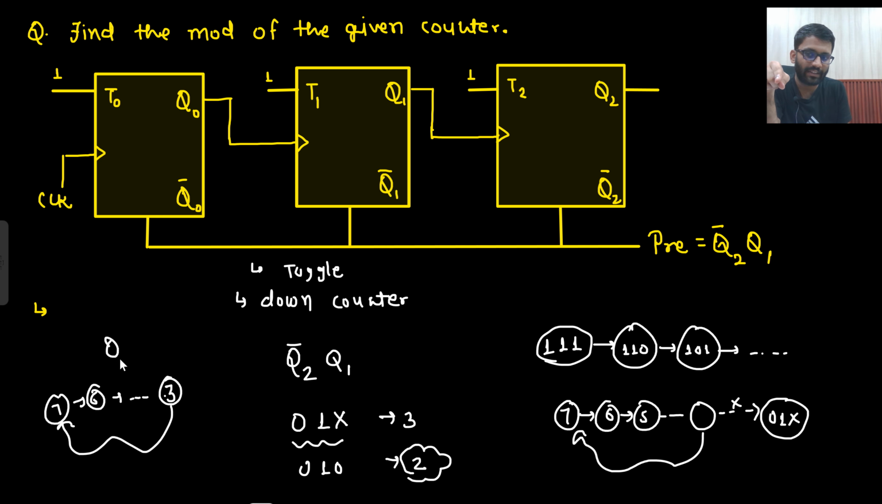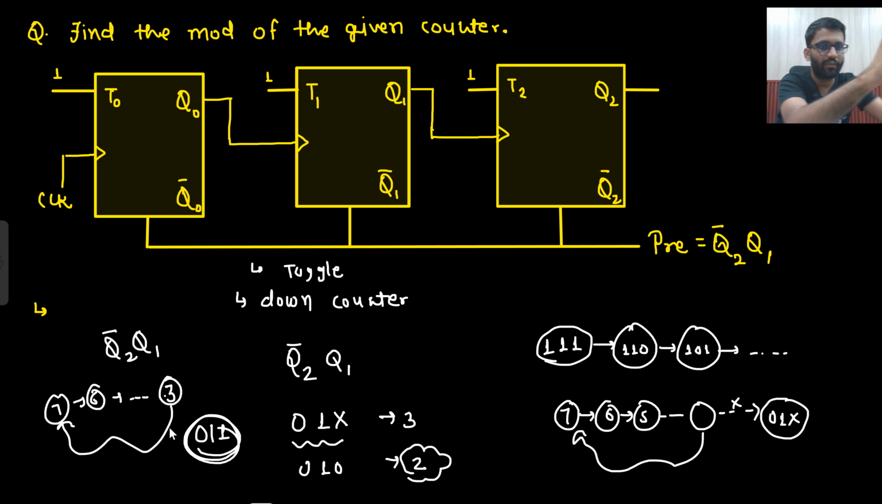Then you can never say that my preset input is this. Why? Because you are saying 0 1 don't care. Don't care can take any value, and if it has taken 1 value, that means your loop should be broken here. 3 should not come. So you will take the maximum value, not the minimum value. Are you getting this point? You will take 3, not 2, because you are designing a down counter. So 7, 6, 5, 4, at 3 only it will be broken. So this stage will be 4 only.